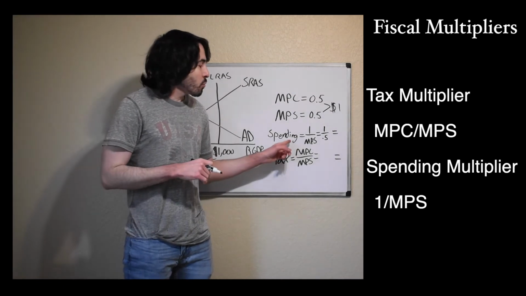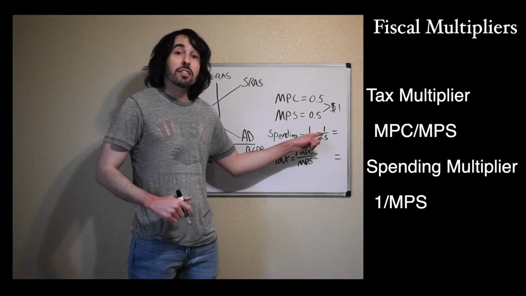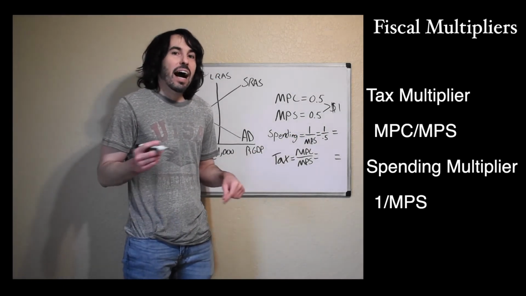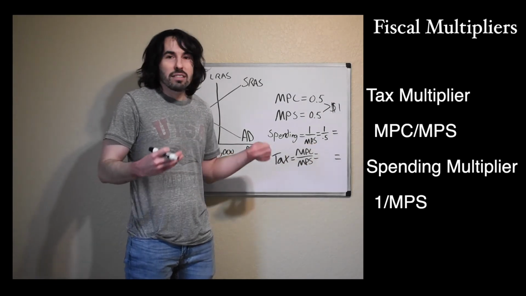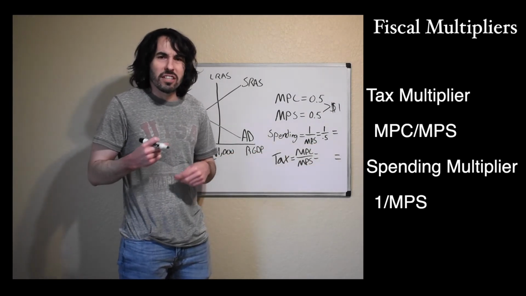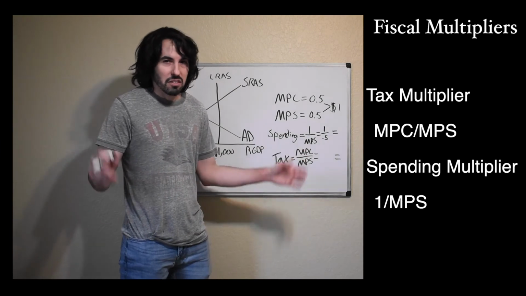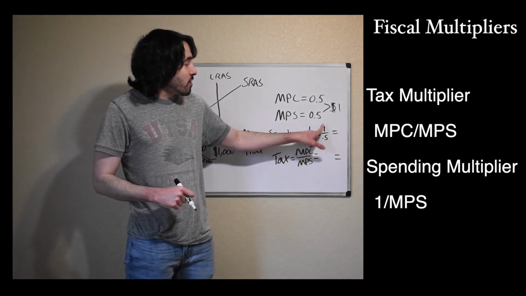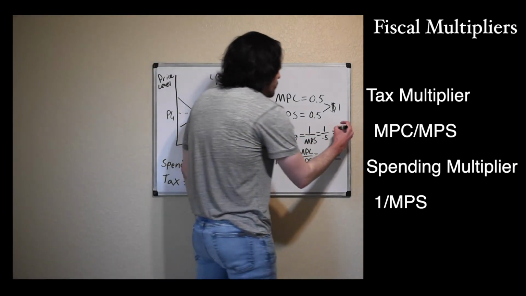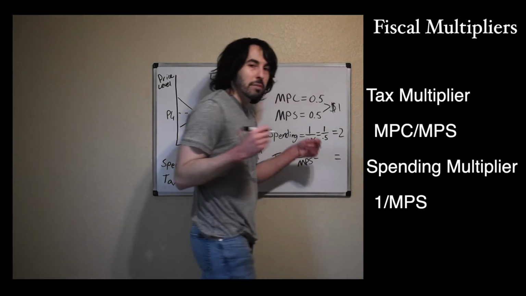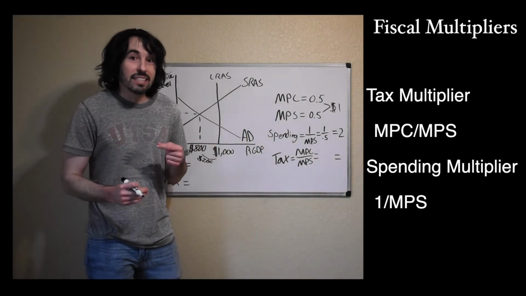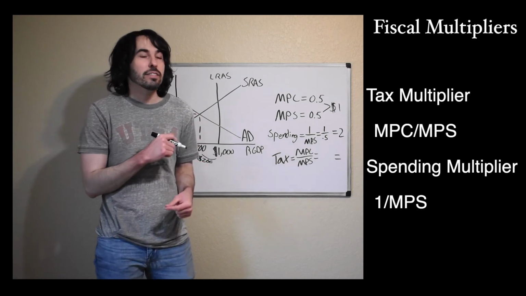Our spending multiplier is 1 over the MPS, so right now that's going to be 1 over 0.5. I like to think about this as money because it makes it easier for me to figure out the math. If you're good at math, then just ignore me. 50 cents goes in a dollar 2 times. So our spending multiplier right now is 2. That means that every dollar that the government spends is going to multiply in the economy by 2.